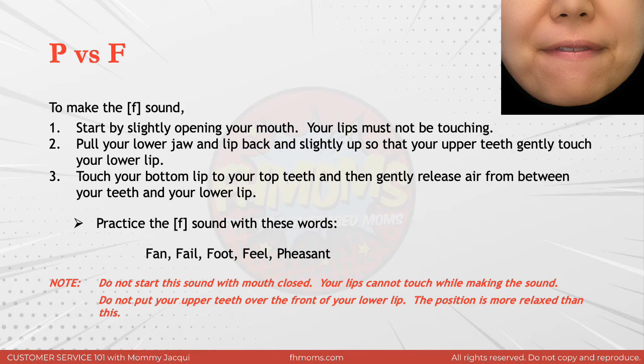Do not put your upper teeth over the front of your lower lip. This is a common mistake, okay? And that would produce a different sound. Just make sure that the position is more relaxed than this.